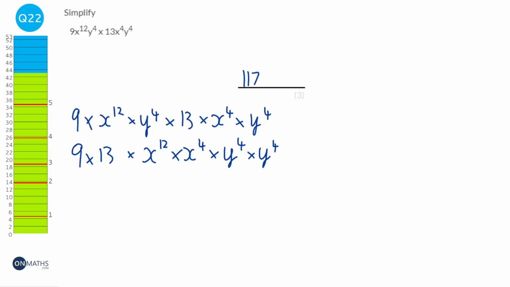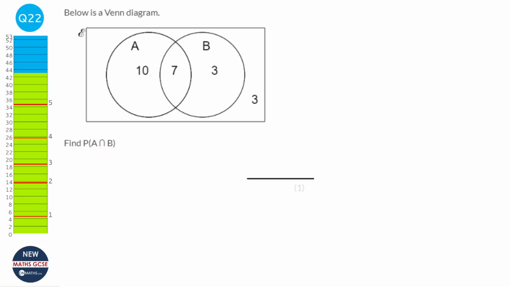Then we've got x to the power of 12 times x to the power of 4. Now we know when we multiply two powers of the same base, and the base is x on both of those, we just add the powers. So it's 12 plus 4, which is 16. It'll be x to the power of 16, and then y to the power of 4 times y to the power of 4, we just add them together, so it's y to the power of 8.